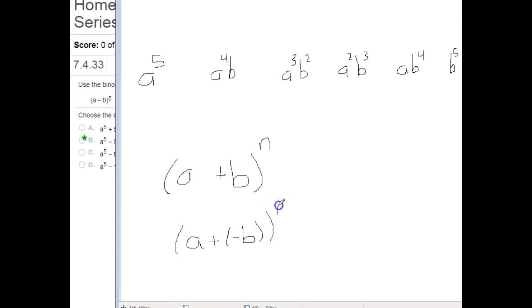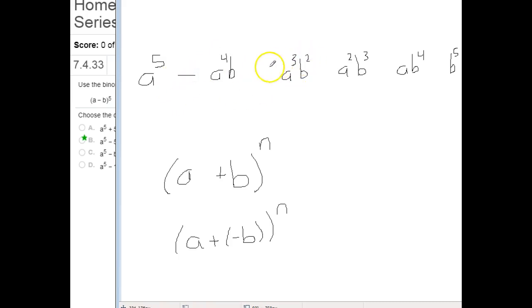So we can still use the theorem. We have addition. We can rewrite that subtraction as addition. We just need to think about what a negative value is raised to the specific exponent. So a negative value to an odd exponent, the first power, is still negative. So this term will be negative.